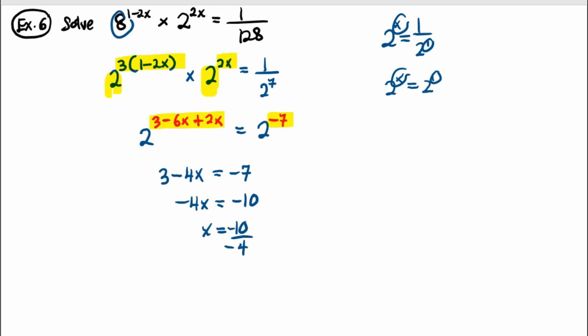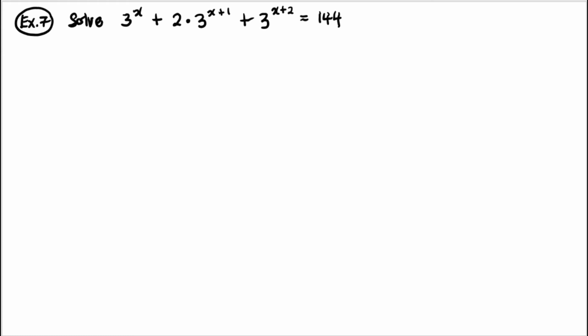Alright, so this will become a 5 over 2. That is the answer for this one. Right now, we have this example. We want to solve for the value of x. So, we have to have some strategy in this case.